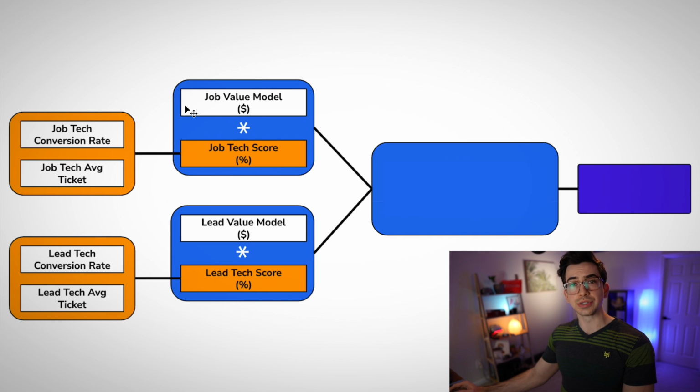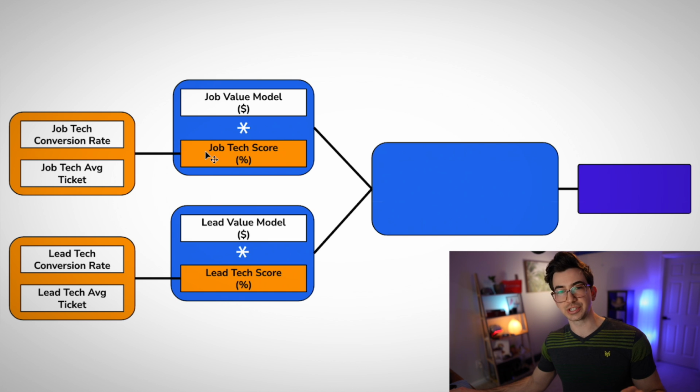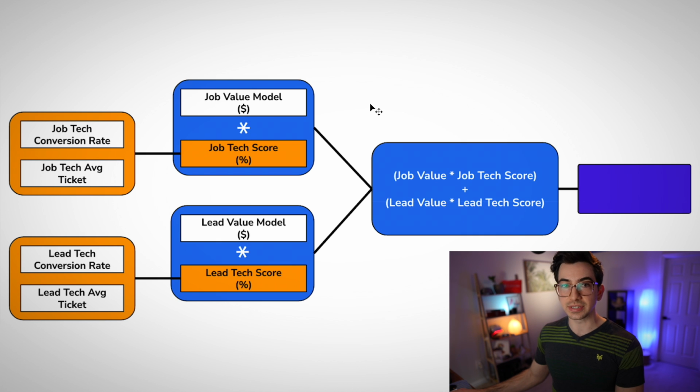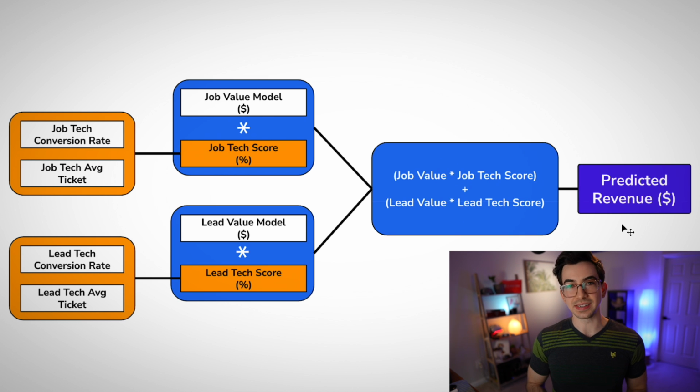But then those numbers are multiplied together. So the overall conversion average for this job type multiplied by this specific technician's score. The technician's scores, by the way, are also specific to the job type. And then the overall value when we turn over a lead multiplied by this particular technician's score. And then we add the two numbers together. So this times this plus this times this, which gives us our predicted revenue number.